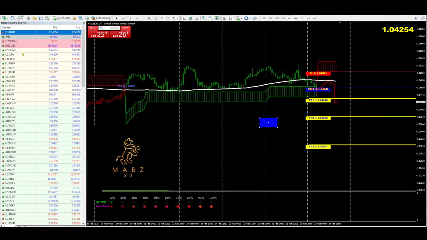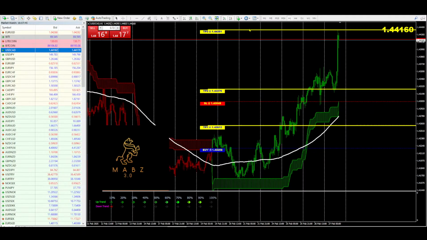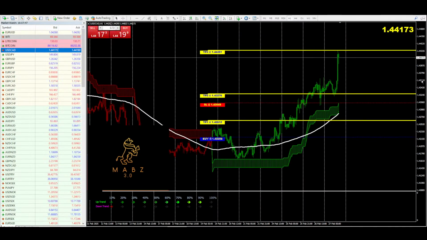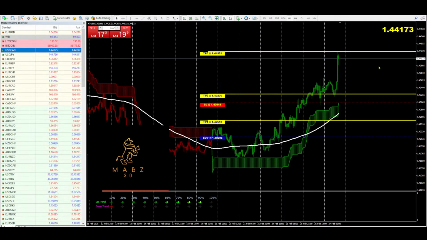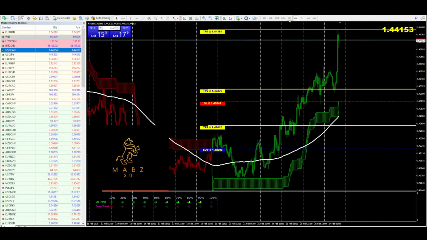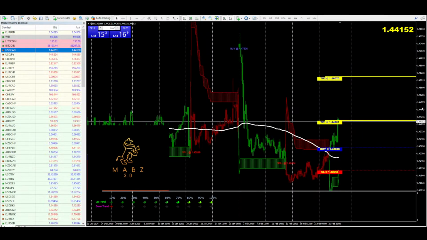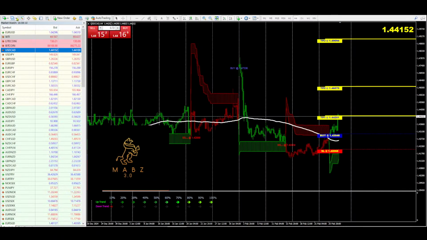If I move on to USD CAD, how did we miss USD CAD, guys? I don't think I actually opened it earlier. I actually don't remember. But USD CAD as well is giving us an entry. On the H1, it's already hitting TP3, but on the H4, we can see that we're on TP1 right now, and it's giving us a buy signal.